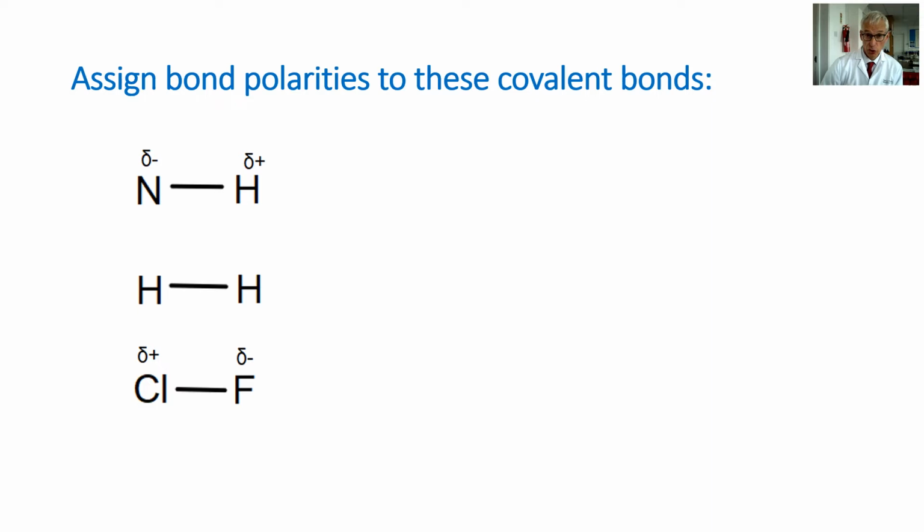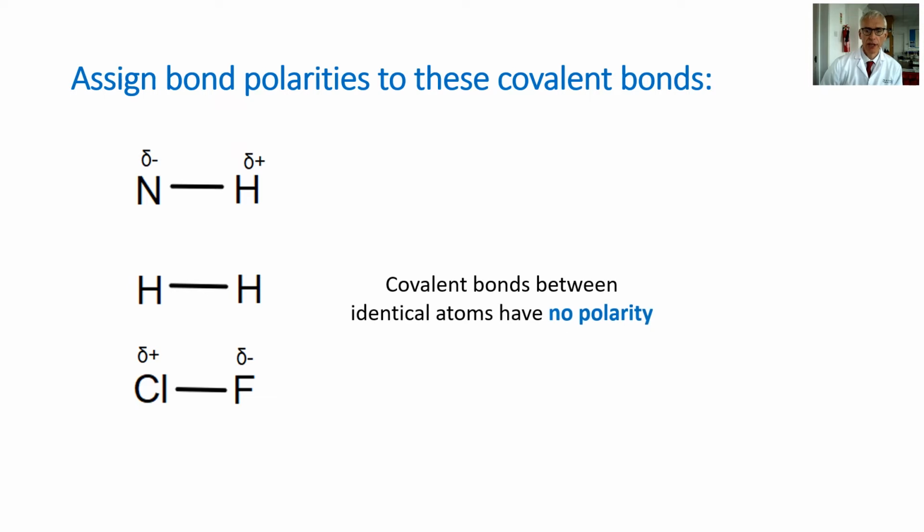But when you've got two atoms exactly the same, obviously their electronegativities are the same, and the bond has no polarity. So we would refer to the nitrogen-hydrogen bond as polarized, containing a dipole. The chlorine-fluorine bond is polarized, containing a dipole, but the hydrogen-hydrogen bond is non-polar.